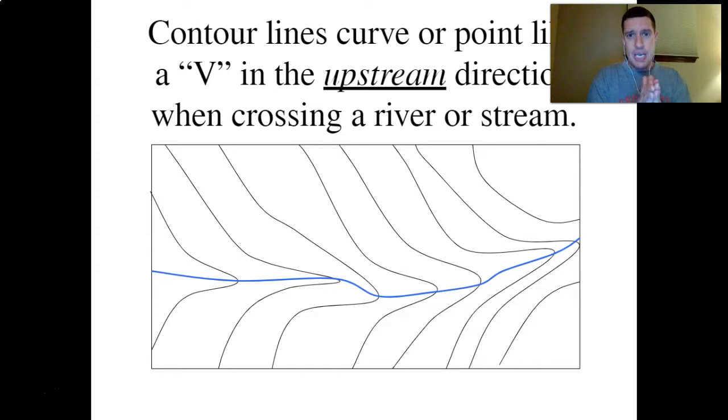Well, there's a key, there's a little trick. And rivers and streams, they all work and behave in the same way when it comes to these contour lines. And here's how they work. As it says up here, I want you to underline this. Okay, underline: contour lines curve or point like a V in the upstream direction. Okay, that means the tips of these V's are pointing in the uphill or upstream direction.